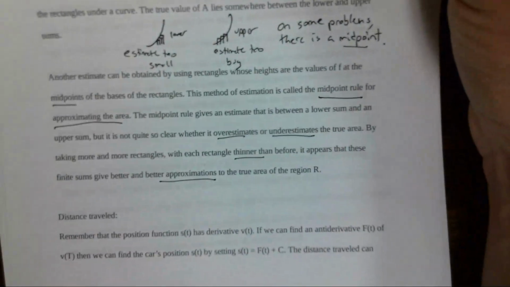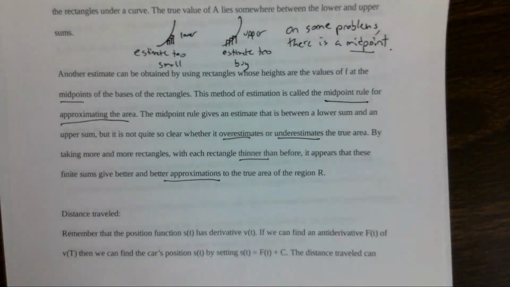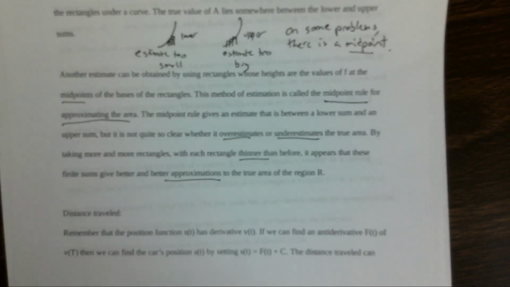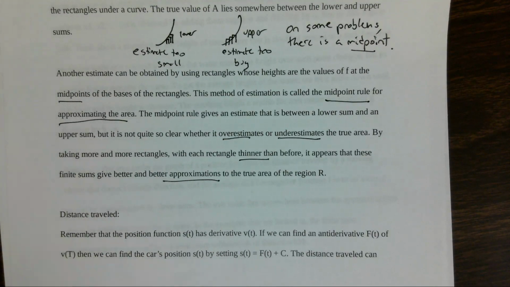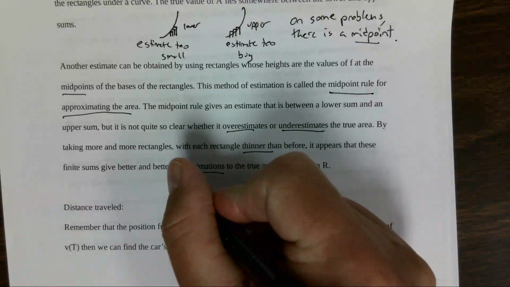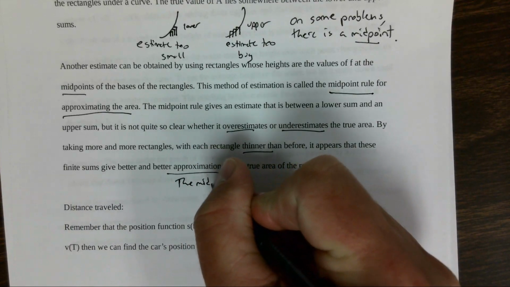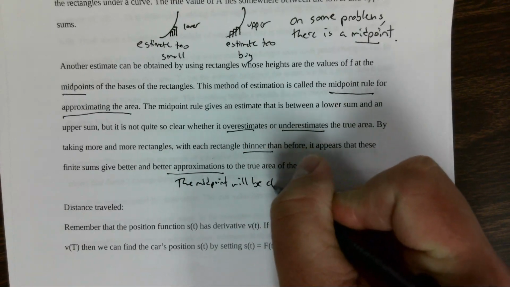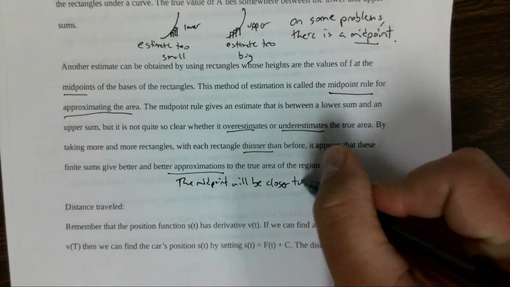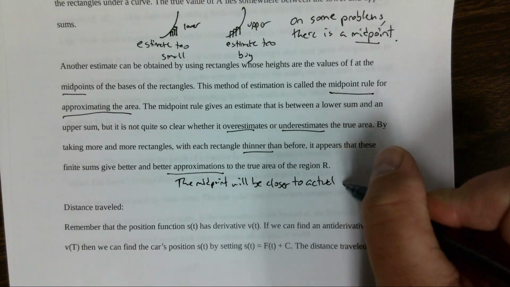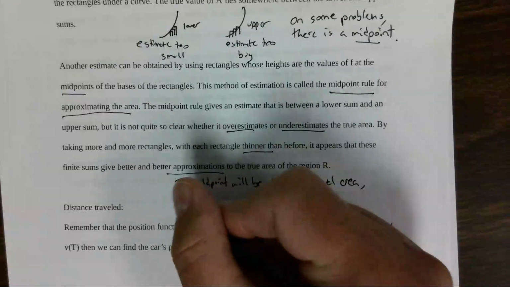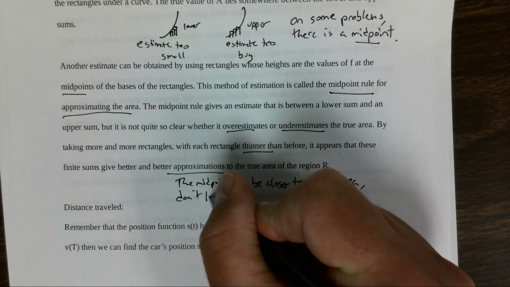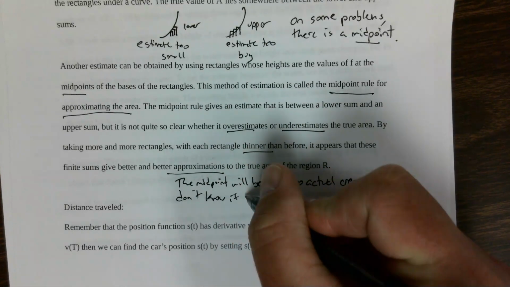So sometimes we don't know whether the midpoint will be too high or too low, but at least it will be closer to the actual area, but we don't know if it's too high or low.